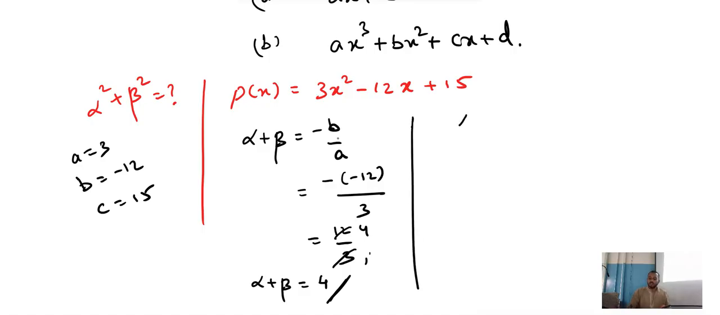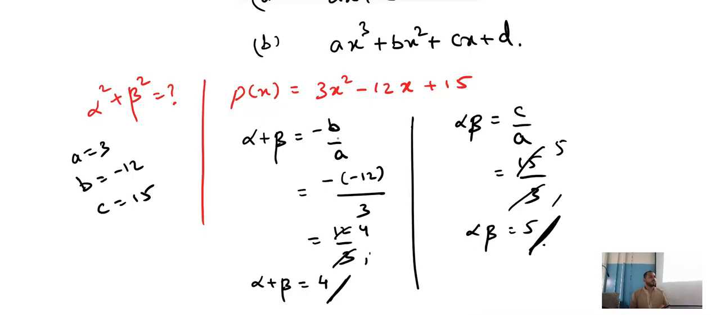Now, what is product of its zeros? Alpha into beta is equals to C by A. What is C? 15 by A. 3. 3 ones are 3, 3 fives are 15. What is alpha into beta? 5. Sir, they are asking alpha square plus beta square. You are finding alpha plus beta, alpha into beta. Why did alpha into beta come here? I'll tell you.